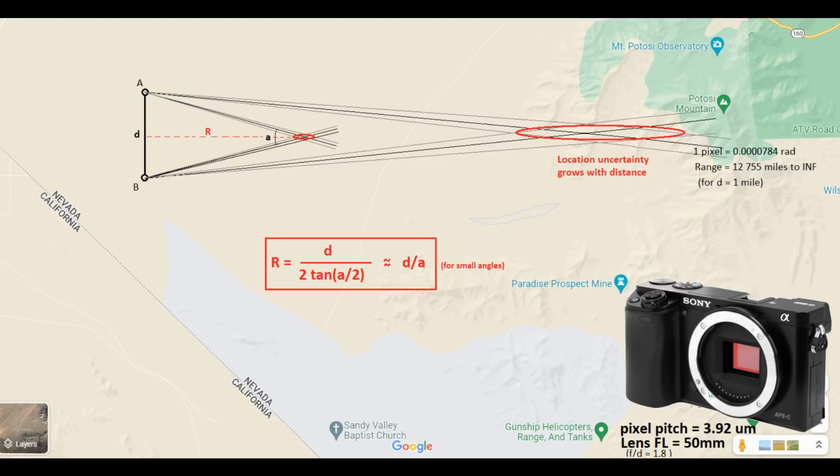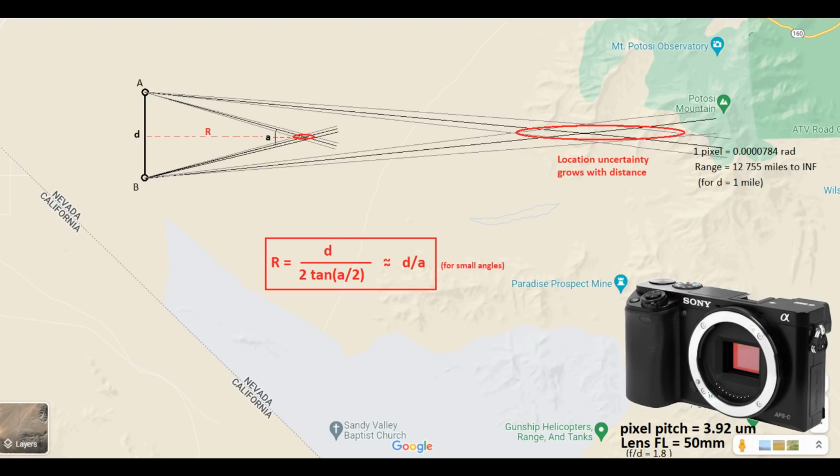And as you can see in the graphic, there's some uncertainty due to the measuring equipment. And that uncertainty translates into an error ellipse in the location of the target. And the farther out that we push the instrument, the larger the error ellipse.